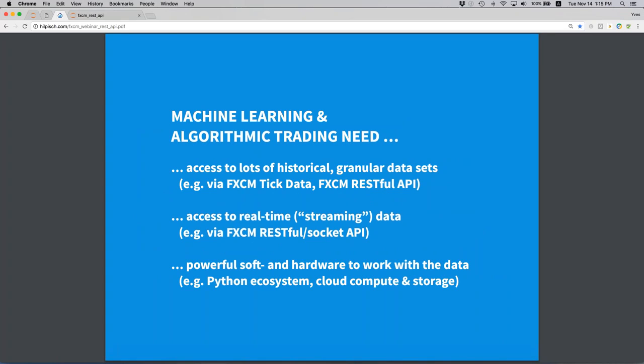When we want to apply machine learning to algorithmic trading, we can say both disciplines need access to lots of historical and granular data sets. And I've used this slide, but adjusted it for today or previously. So here you see that I'm now matching what I'm going to show. In the first webinar, we had FXCM tick data. Today, we will use the FXCM RESTful API, which is a little bit more flexible, has a modern approach.